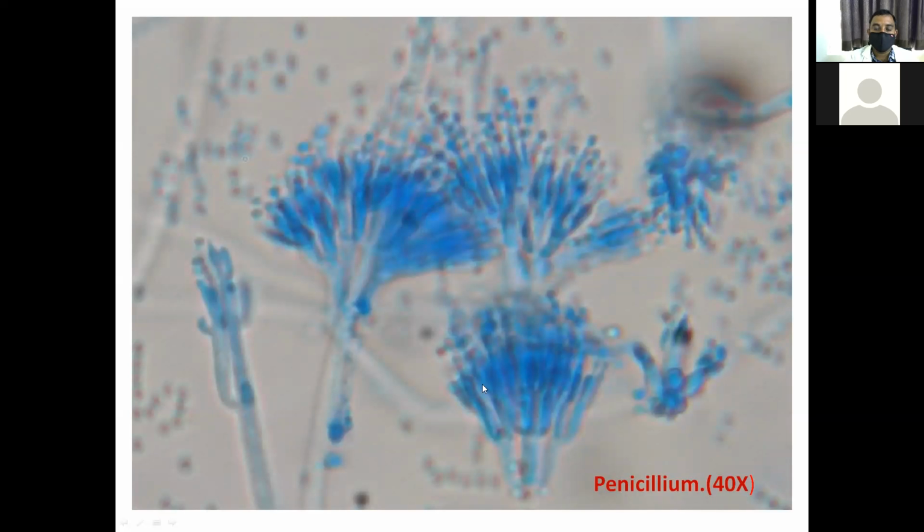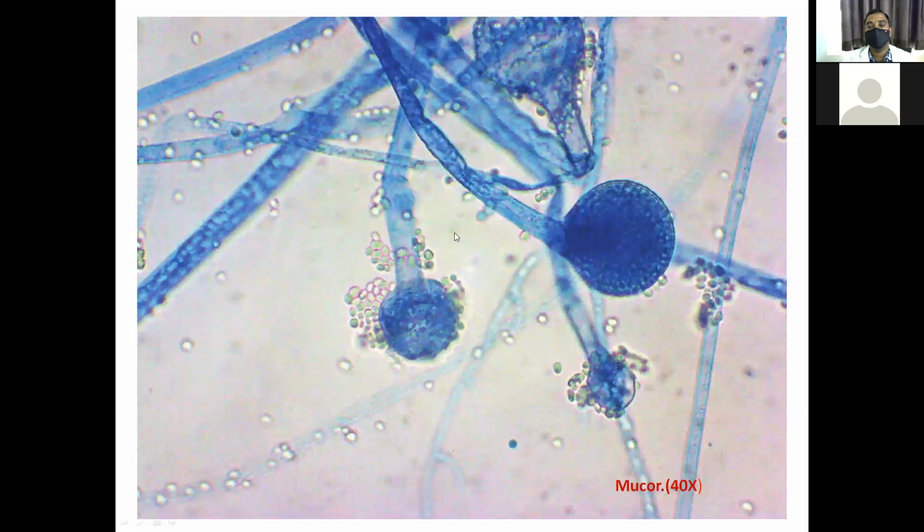This one is Penicillium. Conidia are very clearly seen in high power, with a broomstick appearance. This one is Mucor, another microscopic slide, containing sporangiophore and sporangia.